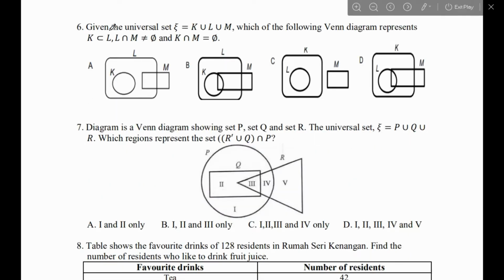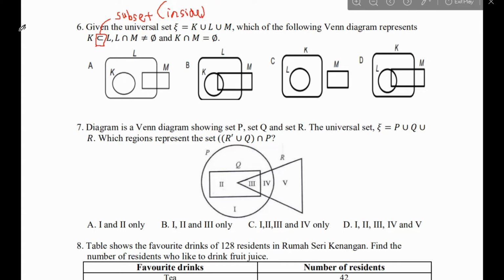Number 6. Which of the following Venn diagrams represents K is a subset of L, L intersect M not equal to the empty set, and K intersect M equals the empty set? Okay, so what does this symbol mean? This means subset. Subset means inside.